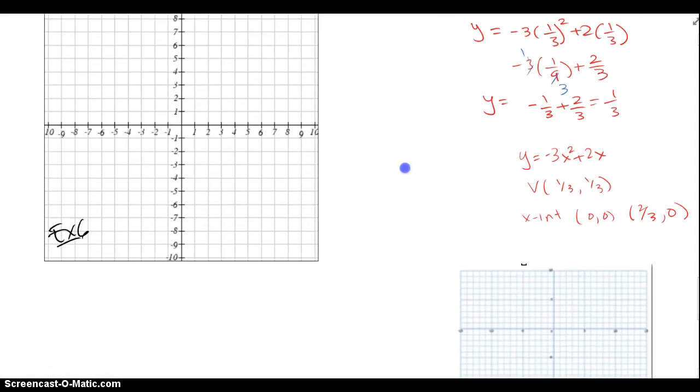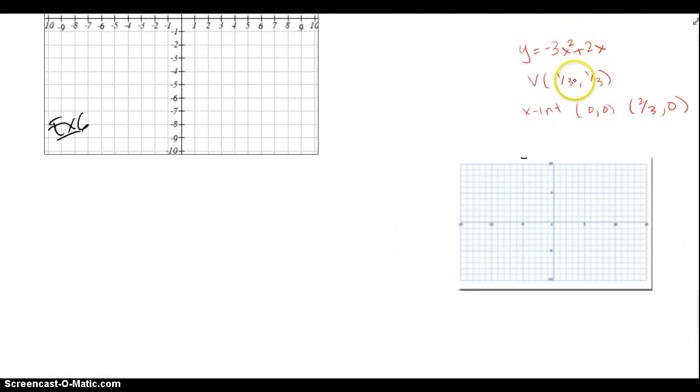I brought another graph and jotted down the information. The vertex we found was 1/3, 1/3. The x-intercepts are 0, 0, and 2/3, 0. So I'm just going to graph it on here, and I'm going to scale it so we can see 1/3 easily. Let's say that's 1, this is -1. And let's say that's 1 and -1 for the y-axis. Let me actually call this up here 2/3, and this -2/3 is the lowest ones.